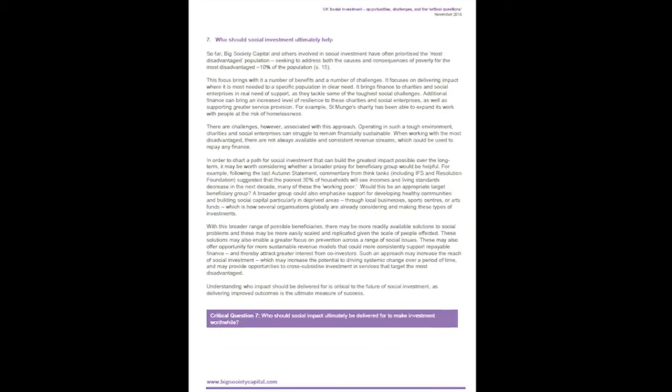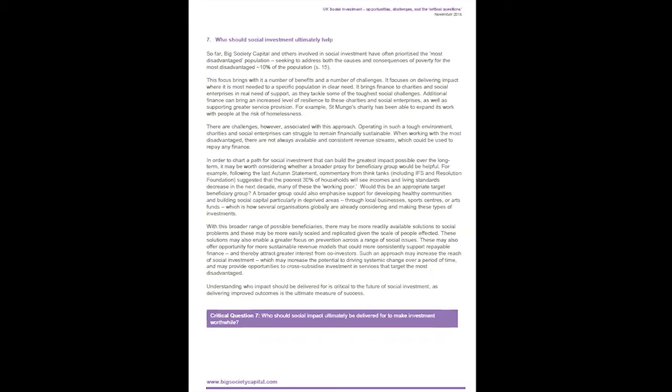Thank you, Stephen. So this question is around who ultimately should social investment help, or sometimes we refer to as beneficiaries. Arguably, much of what Big Society Capital and others in social investment have prioritized is what we refer to as the most disadvantaged or the most vulnerable population. Broadly, as a very crude proxy, people would consider this as the poorest 10% or most disadvantaged 10% of the population. Obviously, this is a population group which is in significant need, and where serious interventions are required to support, and where many charities and social enterprises rightly devote a lot of their time to helping, and probably represent some of the toughest social challenges out there.